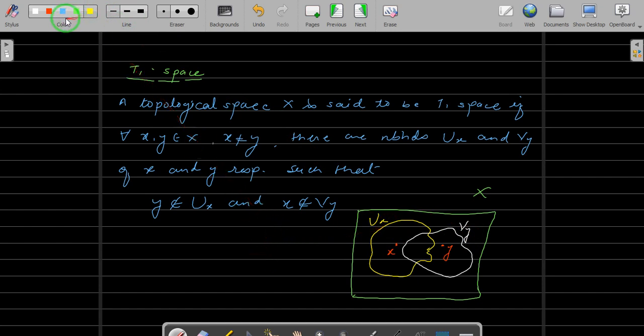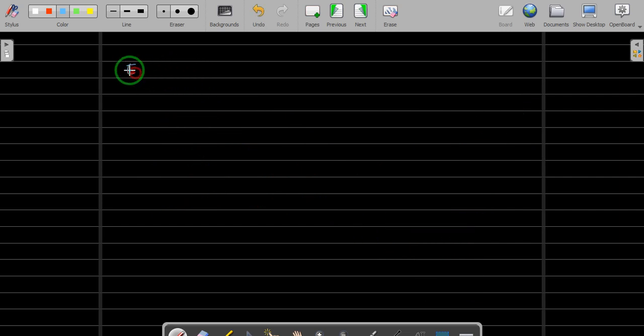Now another point which you need to keep in mind is that you should find two neighborhoods. There exist neighborhoods Ux and Uy, meaning you should find two neighborhoods such that this thing happens. If you can find one pair in which this can happen, then the topological space will be called a T1 space. Let us see an example, say R with the usual topology, the usual metric, the Euclidean topology.